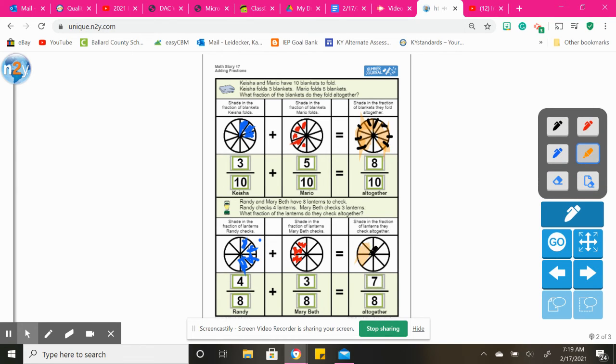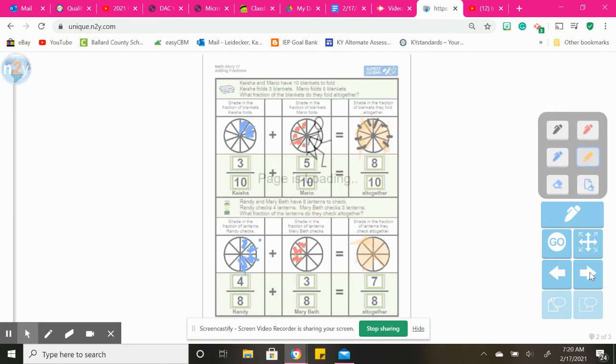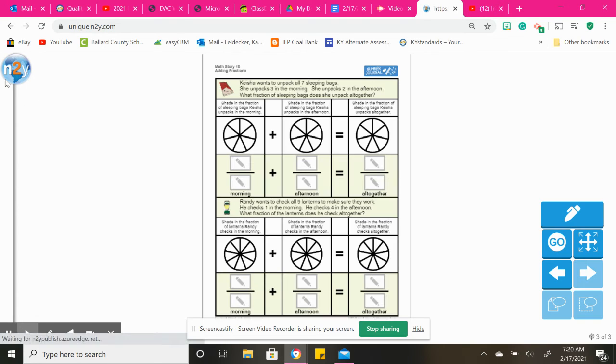So here was half of what Randy did. So 4, and then 3 more. 1, 2, 3. So they folded 7 of the 8 blankets. You guys complete the next slide for fractions.